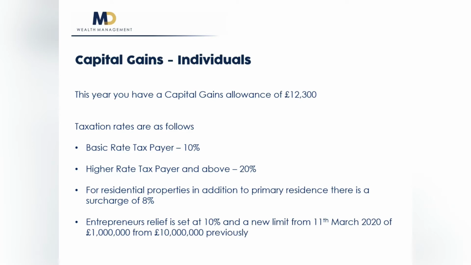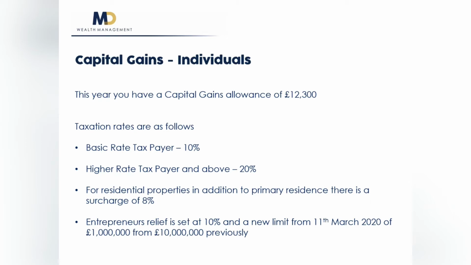Capital gains for individuals has an allowance of £12,300, so you can have a gain of £12,300 per individual. As I said, if there's two of you, you both have that allowance. A basic rate taxpayer pays 10% on gains above the allowance. Higher rate taxpayers and above pay 20%. There's nothing added for additional rate taxpayers.